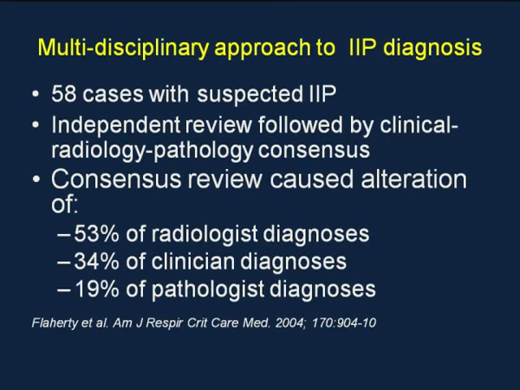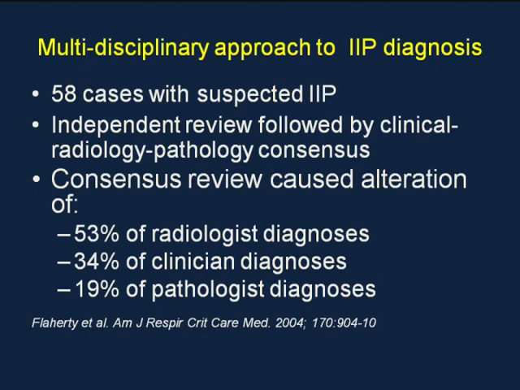What about multidisciplinary diagnosis? We all say, oh yeah, it's great to get together and talk about cases and that sort of thing. Does it make a difference? So there are a couple of papers like this, two from the Michigan group, and this is one from Dr. Flaherty, where they looked at 58 cases, suspected IIP who'd undergone biopsy. They underwent independent review followed by clinical radiology pathology consensus. During the consensus review, 50% of the time, the radiologic diagnosis was changed. That's not surprising because these people also all had to undergo lung biopsy for diagnosis.